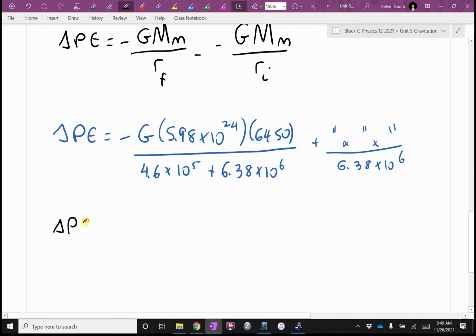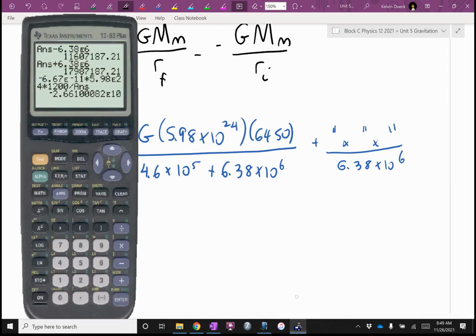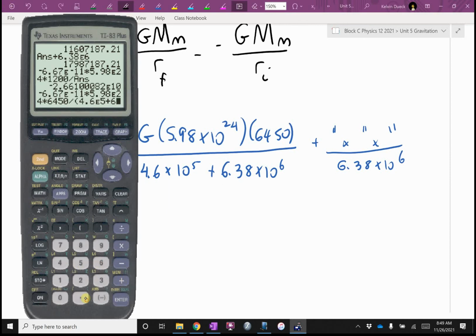Okay. Now we find out if you've had enough practice typing these. Negative 6.67 times 10 to the negative 11 times 5.98 times 10 to the 24th times 6450 divided by bracket 4.6 times 10 to the 5th plus 6.38 times 10 to the 6th. Is there a squared on r in this equation? There is in the force equation. There is in the gravitational field equation. Oh, but sometimes when you're doing gravity is what's pulling me in a circle, sometimes an r will cancel. Sometimes you'll get an r cubed.